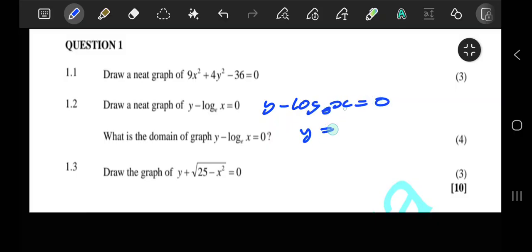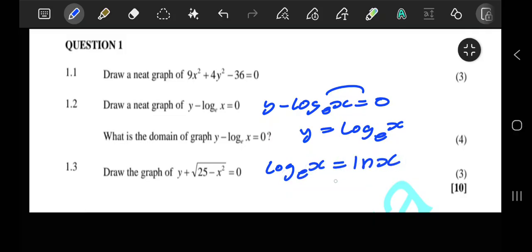You can say y is equal, take this to the side, it will be log x. But you must know that log x is the same as ln x. So I can simply replace with that. Then you replace that, you'll have y is equal to ln x.